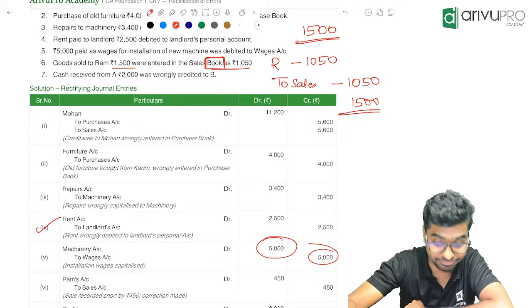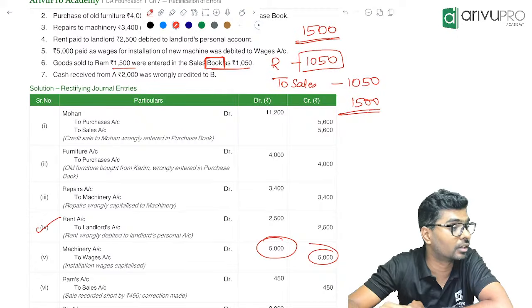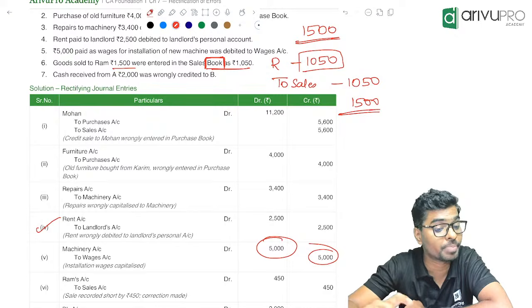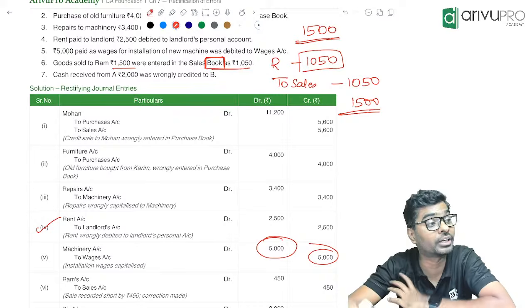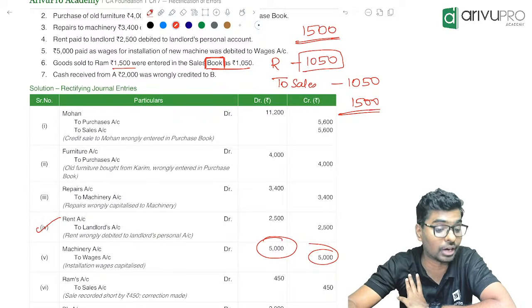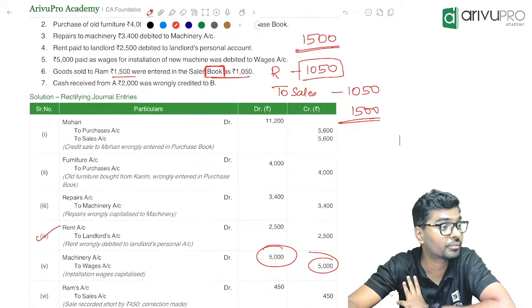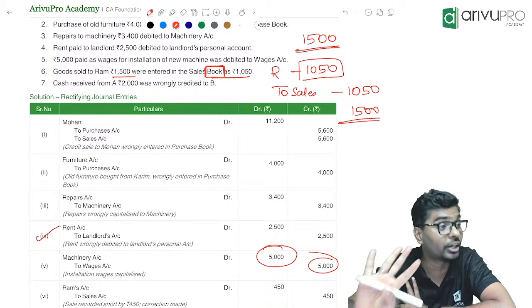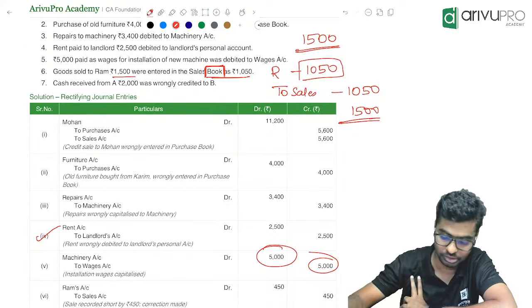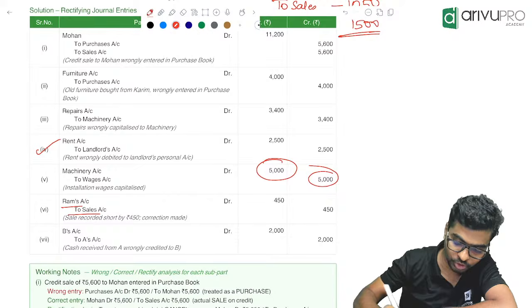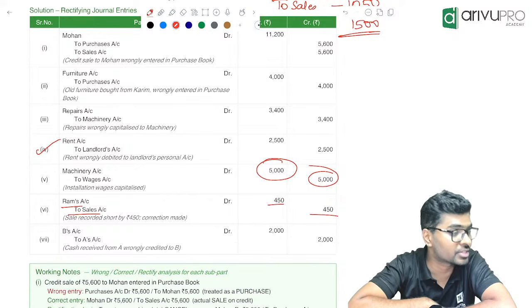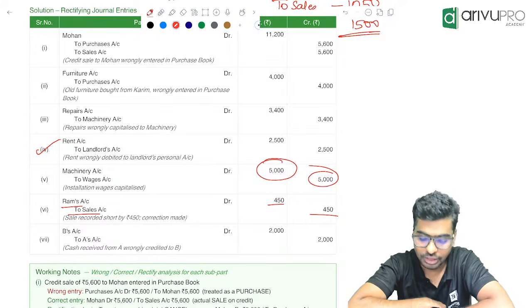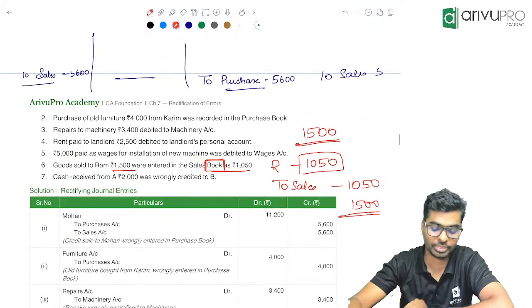You should have debited how much? You have debited what? 1050. You should have debited 1500. You are debiting only 1050. What will you do? Your shortage is what? So your journal entry will be Ram to sales 450. Ram to sales 450. Last one for the day.